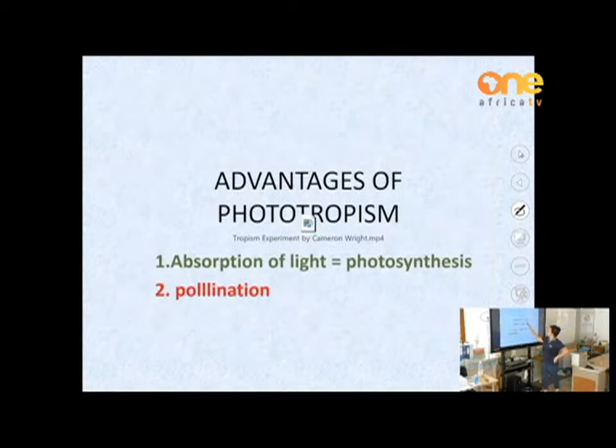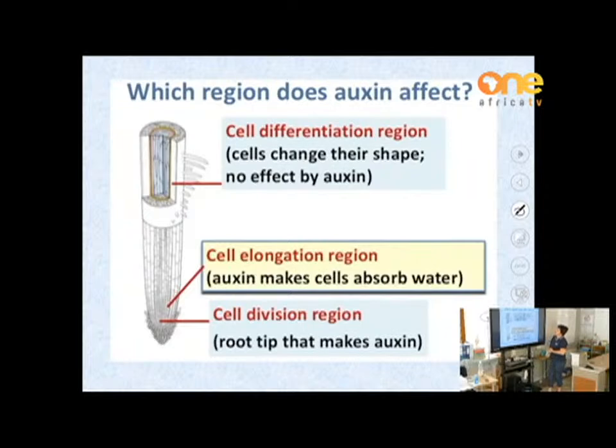The advantage of phototropism is that the plant can now absorb light so that photosynthesis can take place, and pollination is helped because the shoots are taking the flowers into the air and they are visible for the pollinators to reach. So which region does auxin affect? Auxin affects cell differentiation in the stem, but it also affects cell differentiation in the tip of the root. And we will stop there today and continue then.